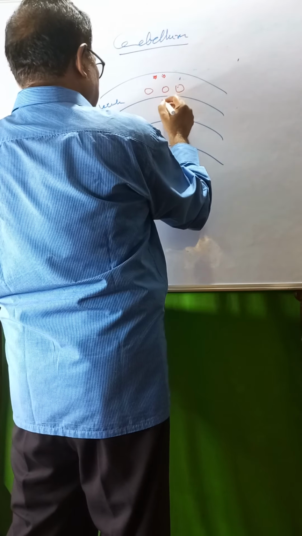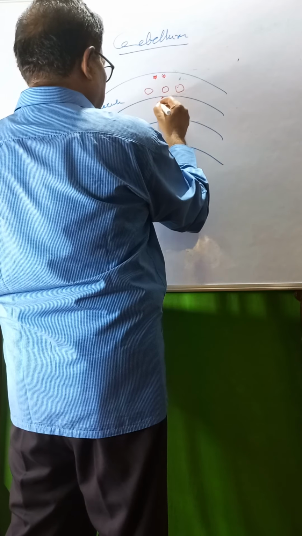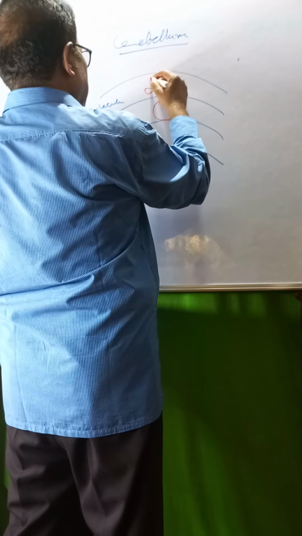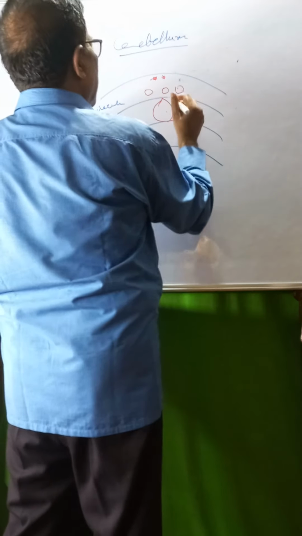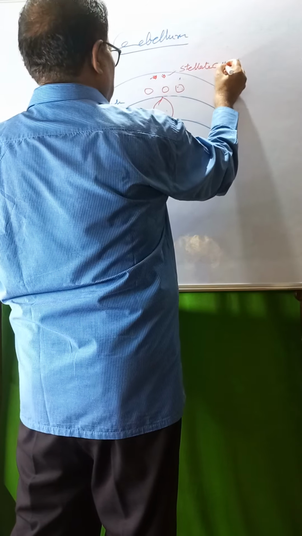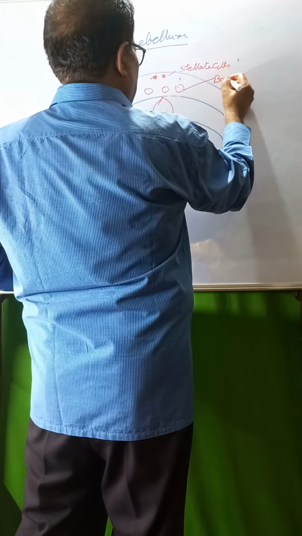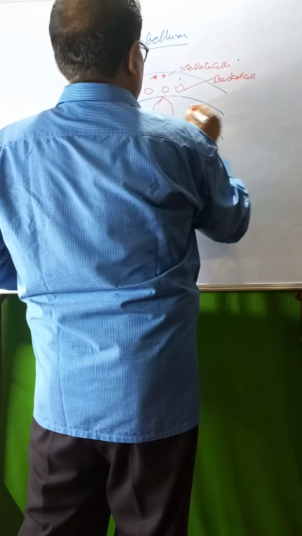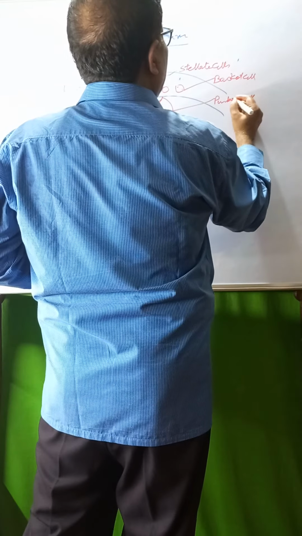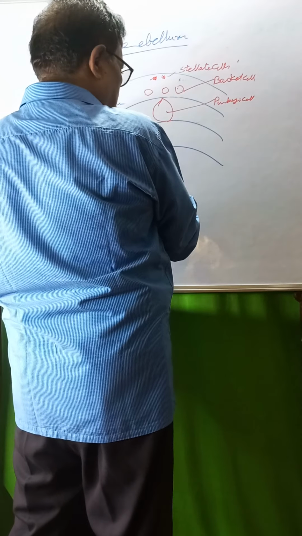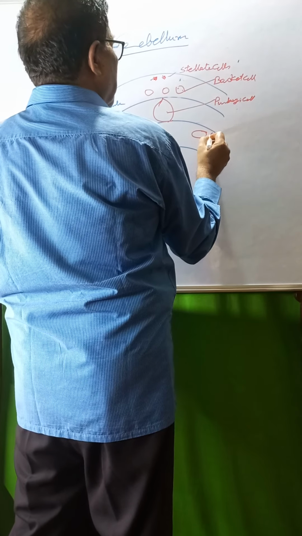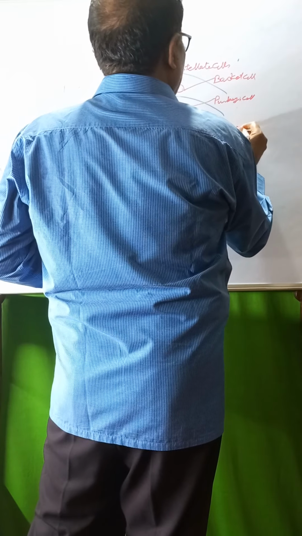And the intermediate layer consists of Purkinje cells. This layer is only one cell thick. So the molecular layer has stellate cells and basket cells, then the Purkinje cell layer. And the granular layer consists of granular cells and Golgi cells.